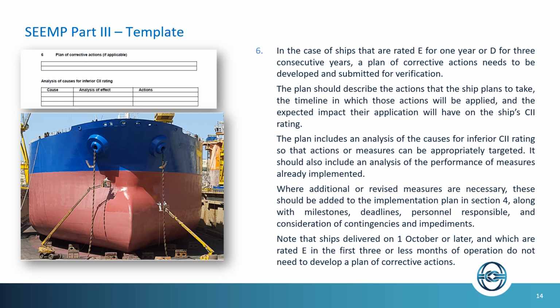The plan includes an analysis of the causes for inferior CII rating so that actions or measures can be appropriately targeted. It should also include an analysis of the performance of measures already implemented. Where additional or revised measures are necessary, these should be added to the implementation plan found in Section 4 of SEEMP Part III, along with milestones, deadlines, personnel responsible, and consideration of contingencies and impediments.